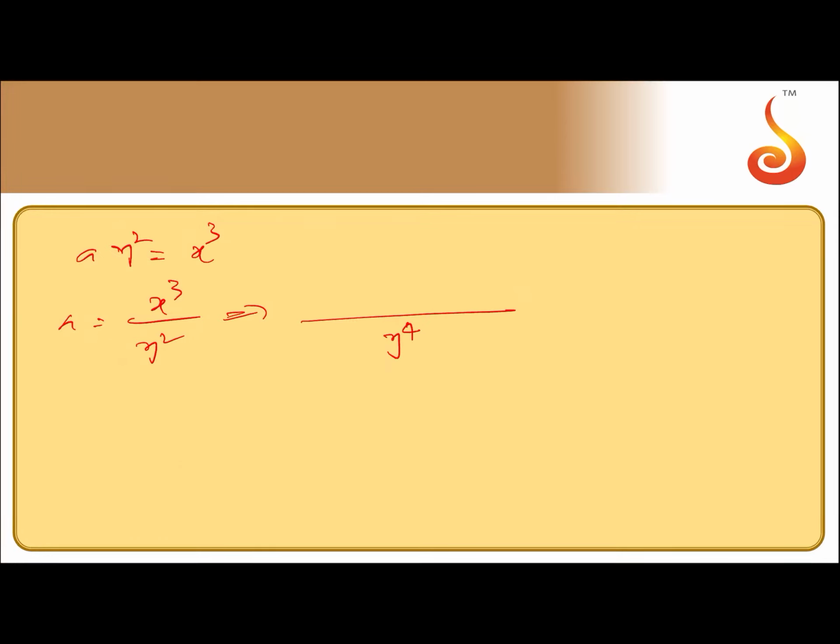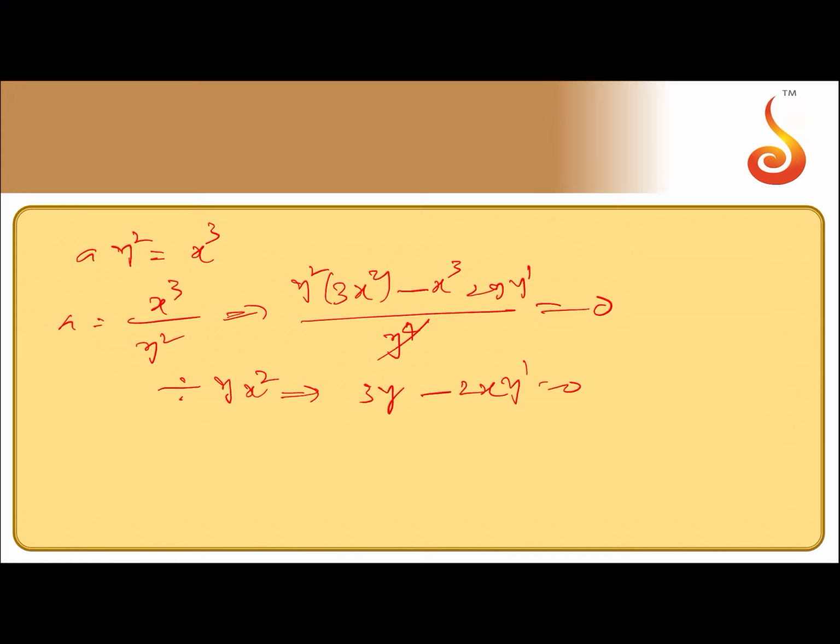Differentiating once, you will be getting y to the power of 4, y square multiplied by 3x square minus x cube multiplied by 2y y dash is equal to 0. The denominator is anyhow not 0, and you can divide by y x square. Dividing by y into x square, therefore we will be getting y multiplied by 3y minus x square cancel, 2x y dash is equal to 0.